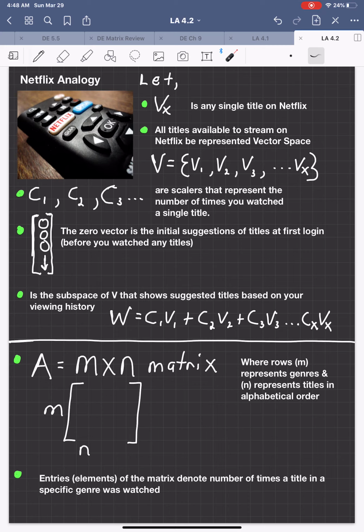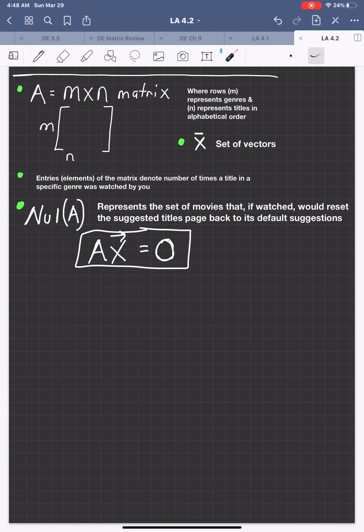So obviously the entries that would be in your matrix A are just going to denote the number of times a title in some genre was watched, okay? So in this case, how can we think of the null space of A?